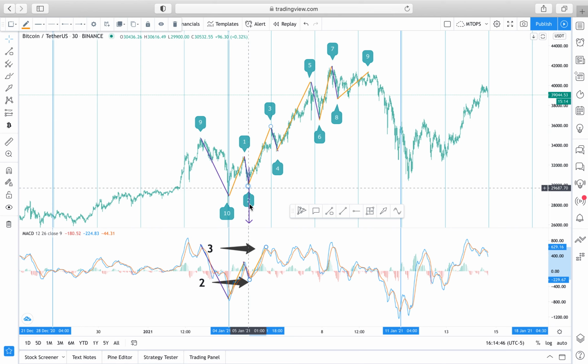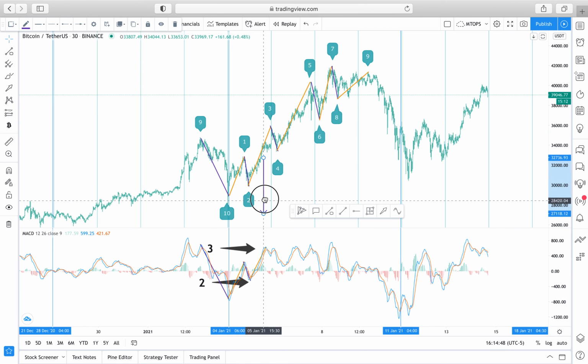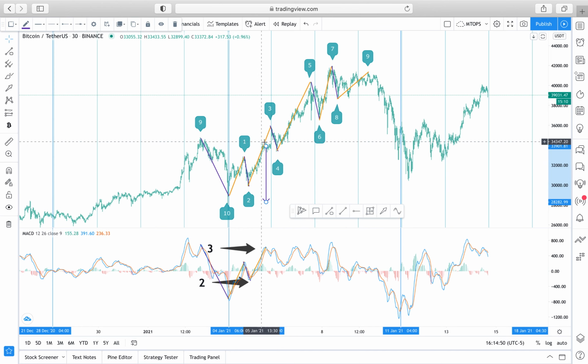So over here, we would have seen that this could have been a potential turning point, given the peak of this MACD over here.